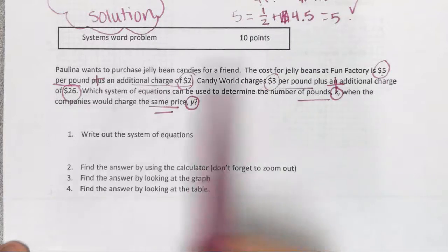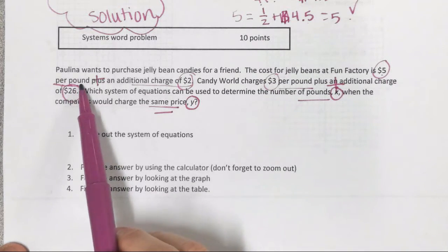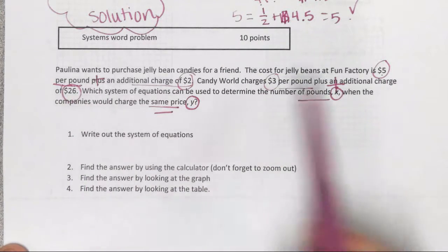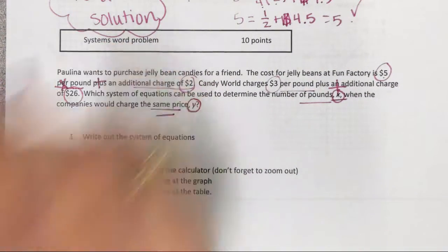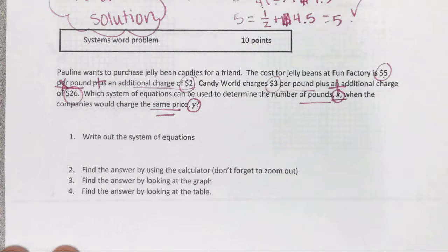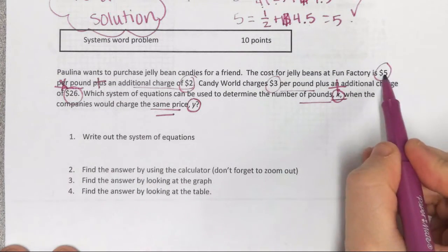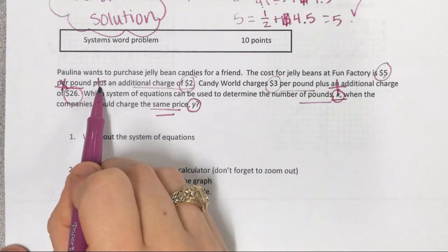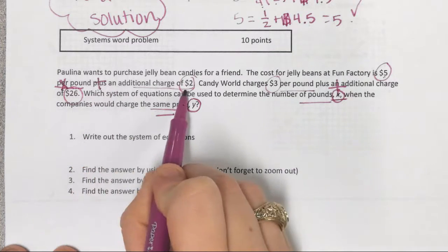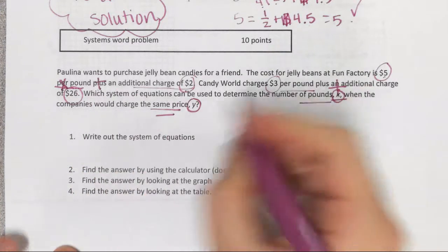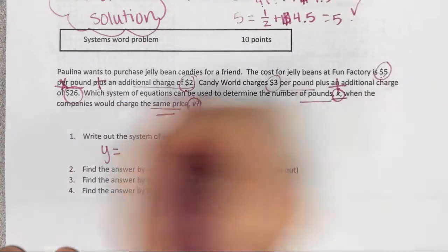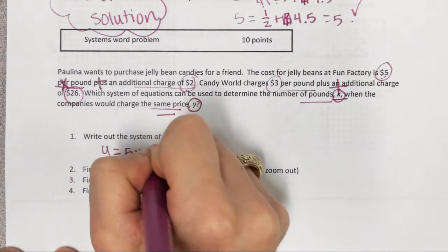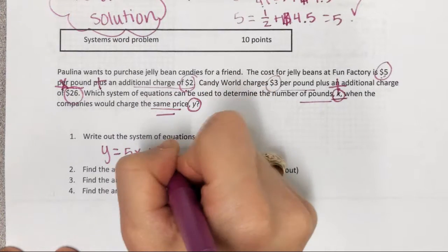So here it says $5 per pound. That per pound is our clue that that's what we're going to be multiplying with our variable, which in this case is an X. So that per each and every tells us that that's an X. So here we have 5X, and it gives us the key word plus an additional $2. So for Fun Factory, the equation is going to be Y equals 5X plus the additional charge of $2.